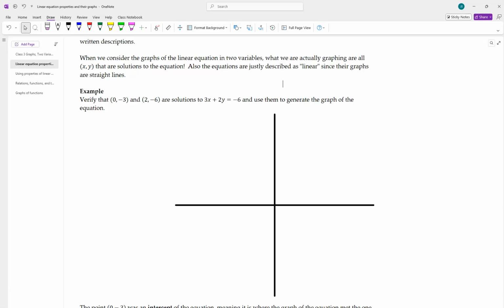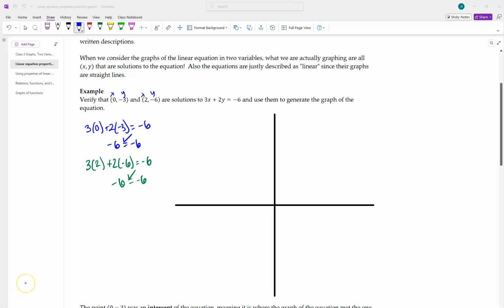Okay, so for example, if we want to verify that (0, -3) and (2, -6) are solutions, all we need to do is write these as ordered pairs, these are x and y values, so we just have to substitute them in. So we can do that. We just substitute them in, and we verify that you get the same value on both sides.